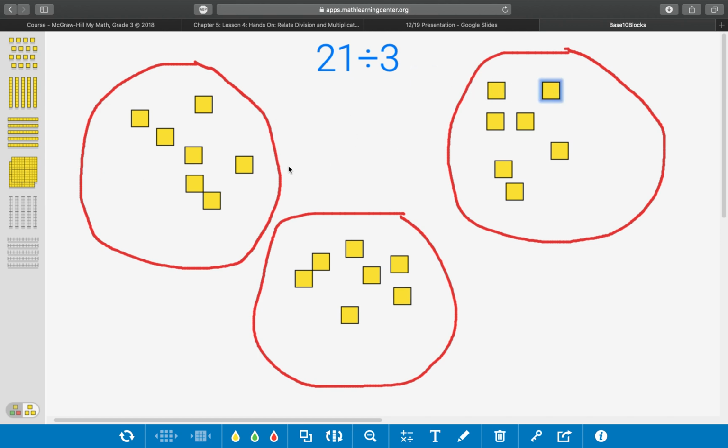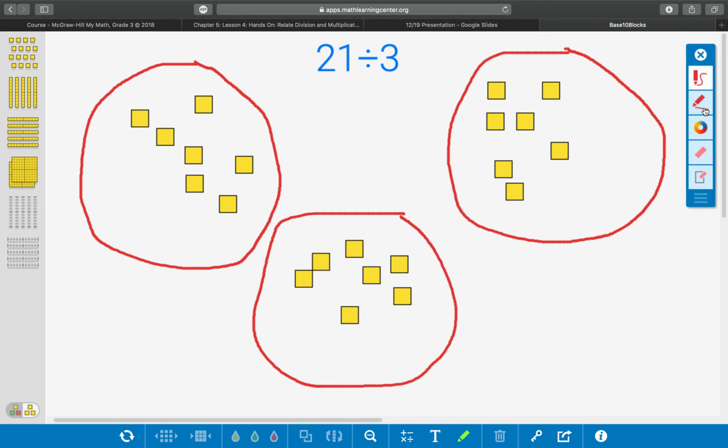So now I can just make sure that they all have the same amount to make sure that they're equal groups. They should because I did it, but I can double check. 1, 2, 3, 4, 5, 6, 7.